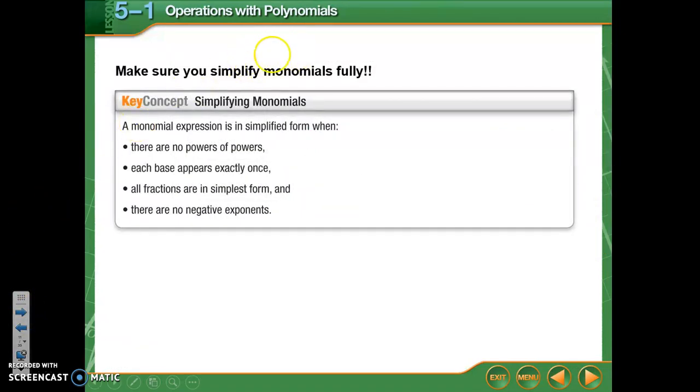So when we're simplifying, we have to make sure we simplify all the way. To make sure something is completely simplified, I make sure I simplify all of the powers of powers. I make sure I've multiplied all of my bases together so that each base only appears once. I make sure I've reduced all fractions, and I've gotten rid of all negative exponents.